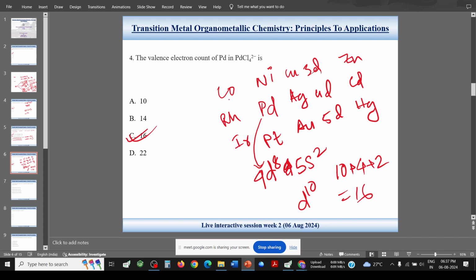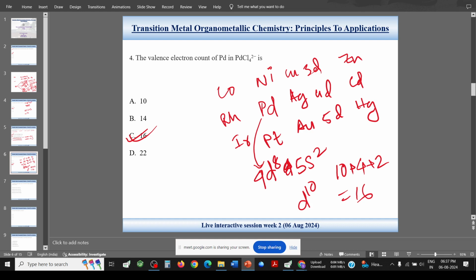You need to remember the periodic table, because in the exam it will not be provided. So you need to remember at least some regular metal complexes like palladium, silver, rhodium, and obviously the 3D metals from scandium to zinc.